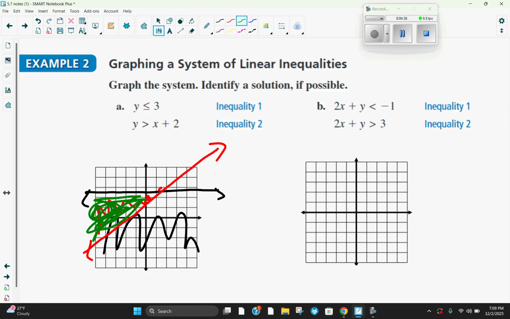So basically you look to see, hey, is it less or greater? If it's greater, it's going to be above the line. If it's less than, it's going to be below the line. And then the two lines will constrain it.